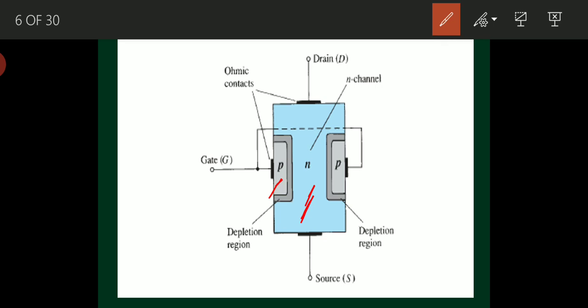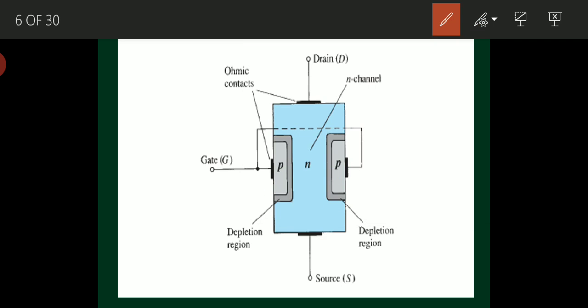In this p-type semiconductor substrate, holes are majority charge carriers, and in the n-type semiconductor substrate, holes are minority charge carriers. So the holes, which are in high concentration, will move from the p-type substrate to the n-channel. Likewise, electrons are majority charge carriers in n-type and minority charge carriers in this p-type semiconductor material. So electrons move from n-type to p-type like this.